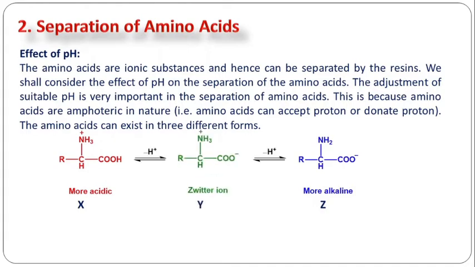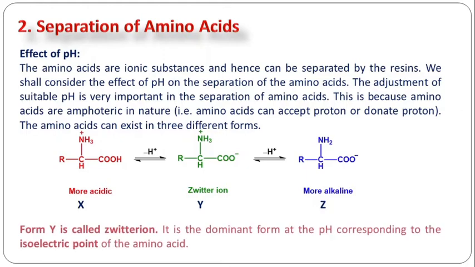This is another form, that is the Y form, and this form is called the zwitterion form. So this is the neutral form where internal exchange of protons between the amine and carboxylic acid takes place. So it has zero charge. This is a neutral molecule. It contains one positive, one negative charge. So this is a neutral ion, that is called a zwitterion. The form Y is called a zwitterion.